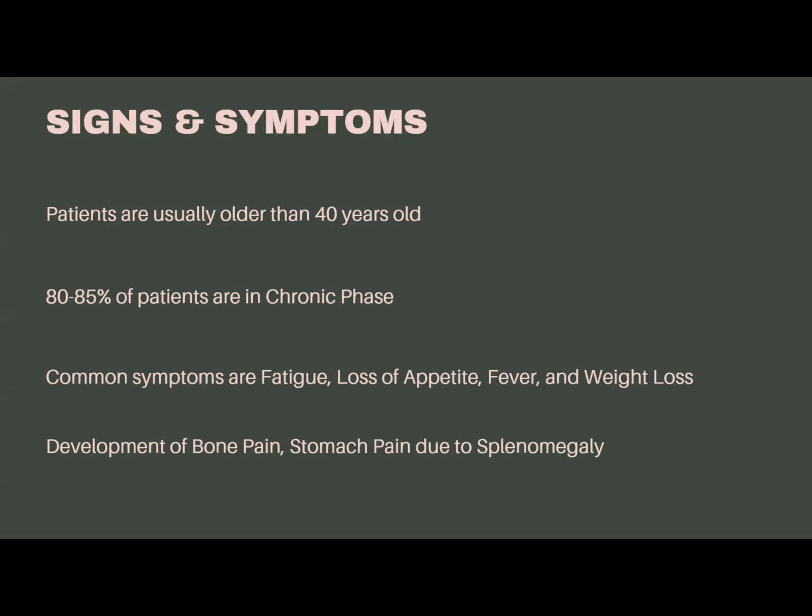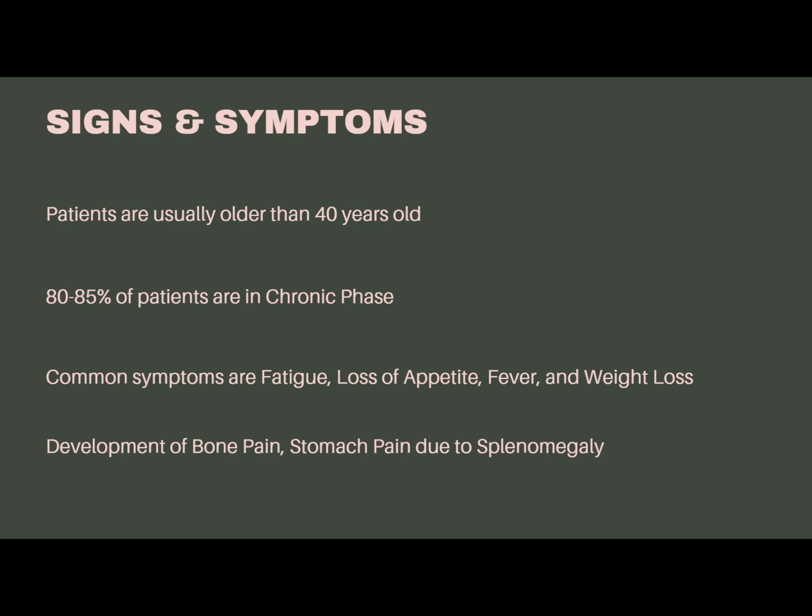Okay. So, signs and symptoms. Patients will usually be older than 40 years old. This is happening in more mature cells at the beginning, as it is a chronic leukemia. Like I said before, 80 to 85% of patients are going to be in chronic phase. And like I was talking about before too, the common symptoms are fatigue, loss of appetite, fever, weight loss, you name it. Very, very common cancer symptoms.